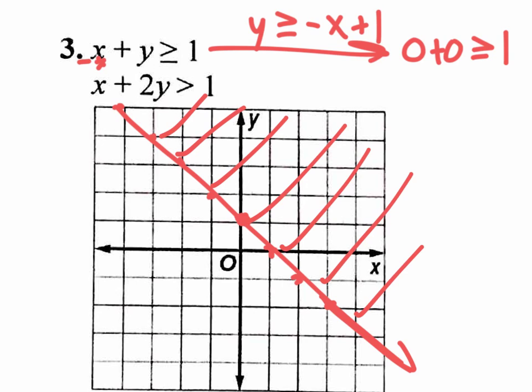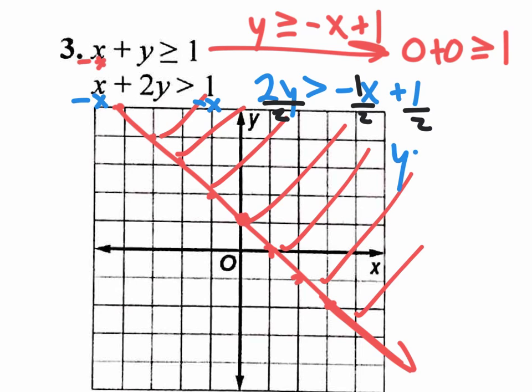And now let me go for the bottom one. The bottom one's a little bit weird, because when you get y by itself, when you subtract x and subtract x, you're going to have 2y is greater than negative x plus 1. Now, I still need to divide by 2, so I'm going to divide everything by 2. Divide by 2 here, divide by 2 here, and there's an invisible 1 in front of it, and divide by 2 here. So my blue inequality is going to be y is greater than negative 1/2 x plus 1/2.